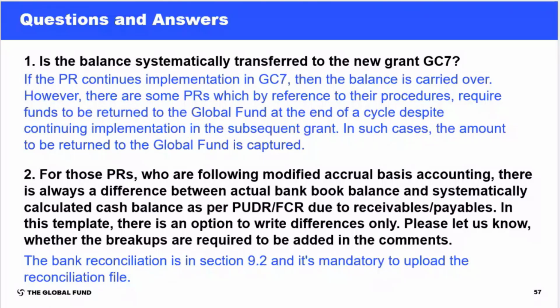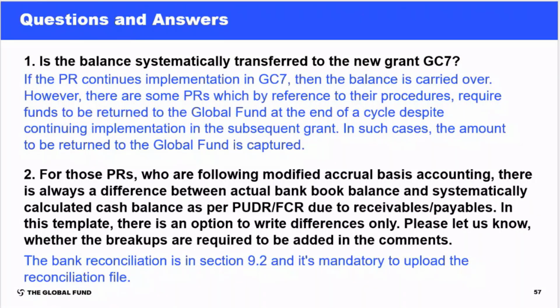Yes, sorry. So good afternoon to those who just joined. So is the balance systematically transferred to the new grant in GC7? So indeed, if the PR continues the implementation in GC7, the balance will be carried over. Sometimes the PR chooses to refund, or they have to refund for whatever circumstances they may have, in which case they can refund it to the Global Fund, and obviously then their opening balance will be 0 for GC7.